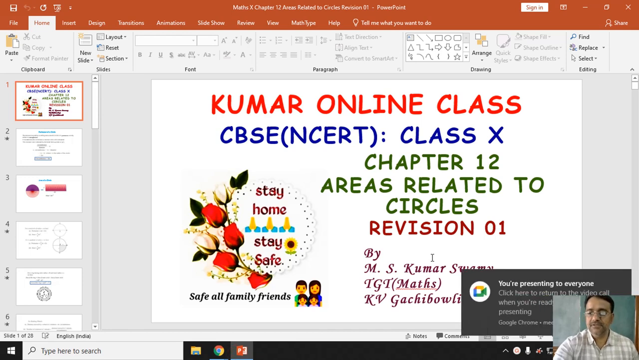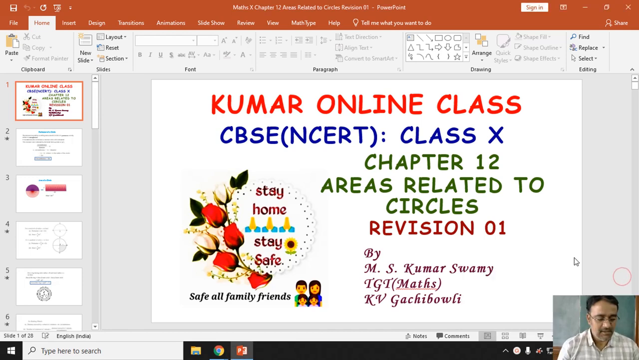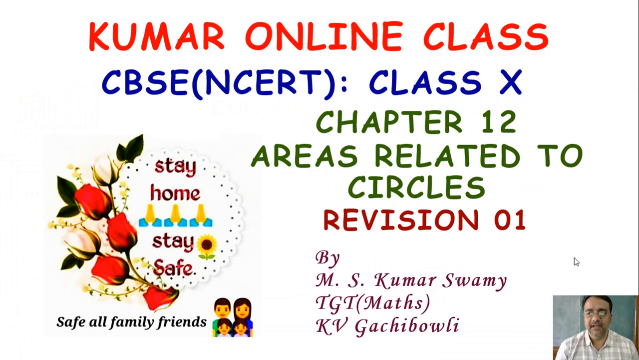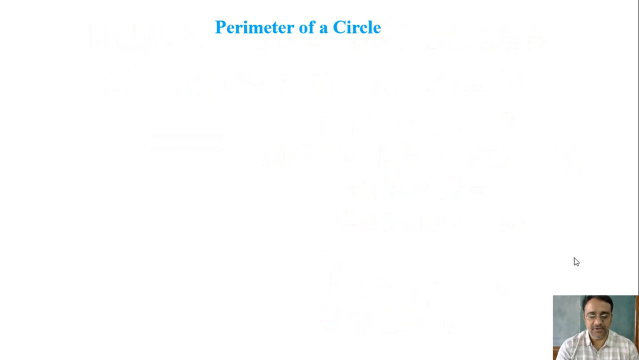So today we are going to start revision of chapter number 12, areas related to circles. We will complete the revision of this chapter in 3 classes. In revision number 1 and 2, I will cover all NCERT questions. And in revision number 3, as usual, we will do CBSE board previous year's board exam questions.